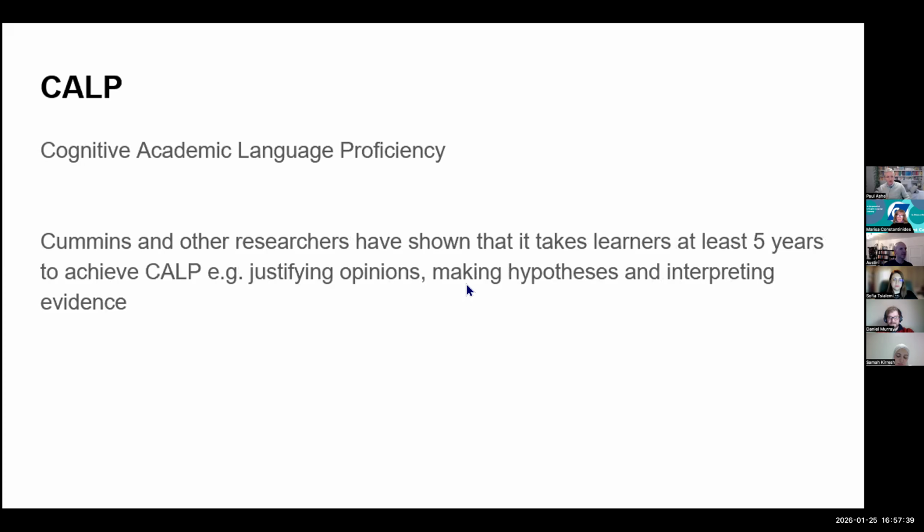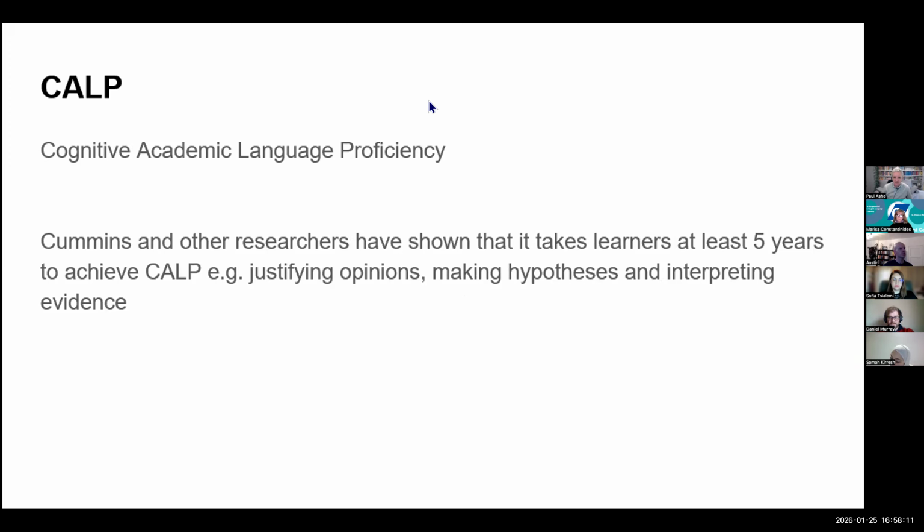Then obviously we have to look at the cognitive academic language proficiency as well, and other researchers, as well as Cummins, have shown it takes at least 5 years to fully achieve that sort of language proficiency. It's kind of higher order thinking, isn't it? Justifying opinions, interpreting evidence, making hypotheses as well.